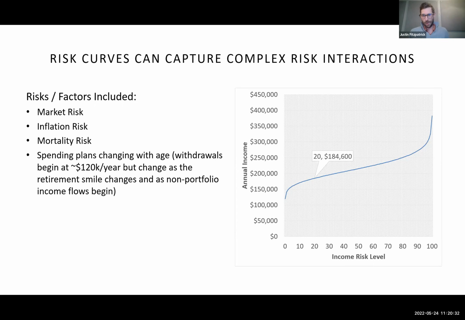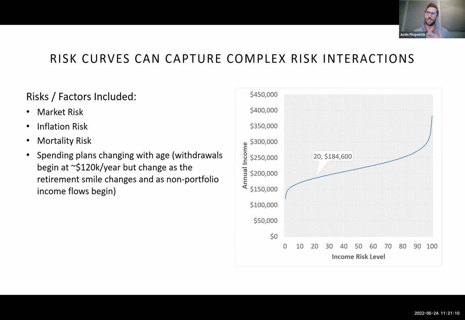So here is the risk curve for that example I just showed you, and this is now including market risk because they're depending on a $2 million portfolio, inflation risk because they have a nominal pension and a rental income that's not exactly tied to inflation, and mortality risk because that pension is single life, and spending plans changing with age, so the retirement smile. So initially they're taking about $120,000 a year from that $2 million portfolio, but that's going to change over time, or at least that's the plan.